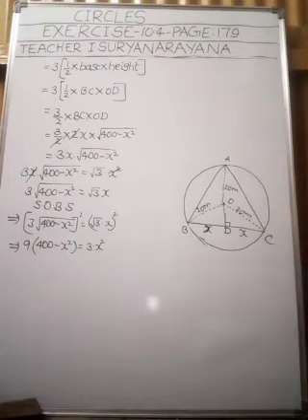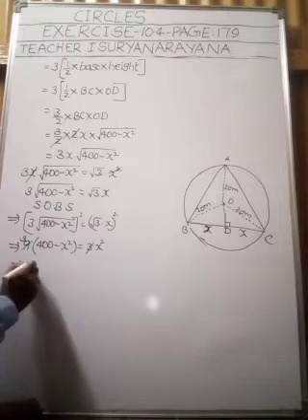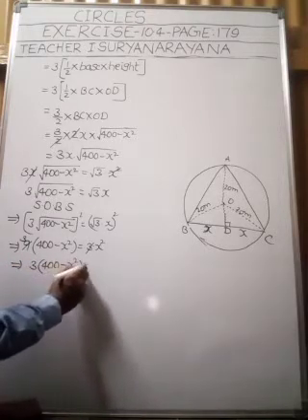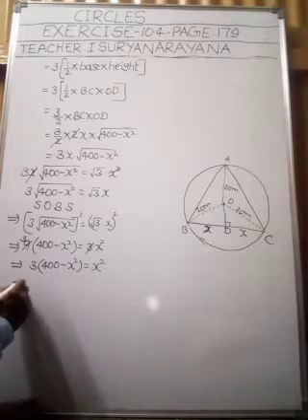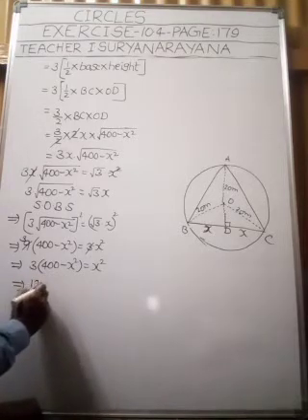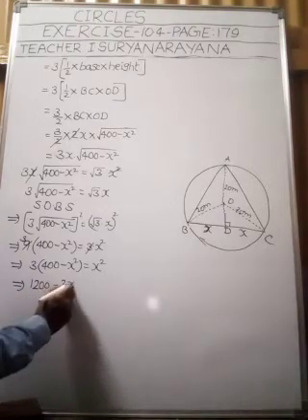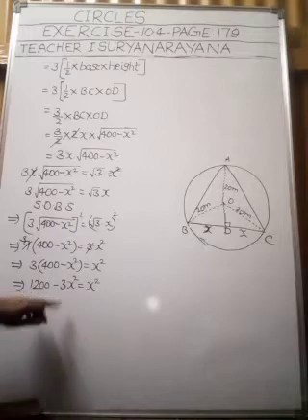Understood this step, my children? Right. Here 3 one times, 3 three times. Okay, my children. So 3 into 400 minus x square is equal to x square. Understood this step, my children? Right. Multiply. Use the distributive property. 3 into 400 is 1200, 1200 minus 3x square is equal to x square. Understood this step, my children?